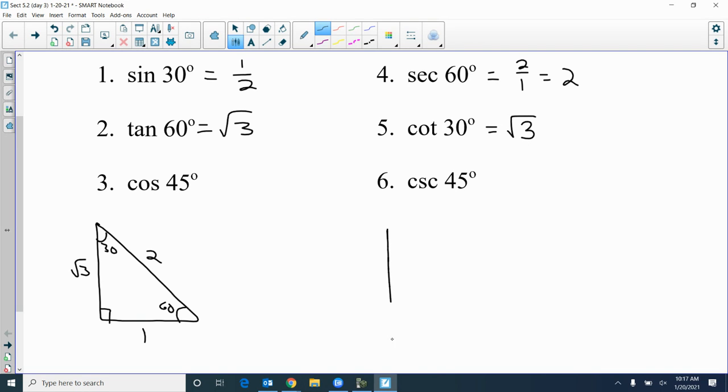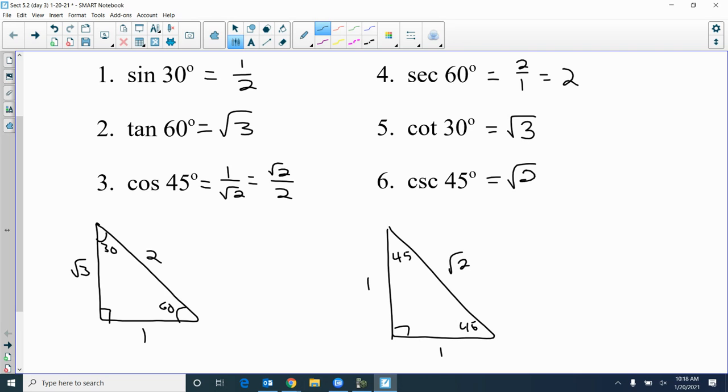Now for your 45s, the figure we used had 1, 1, and then this became square root of 2. So cosine of 45 is adjacent over hypotenuse, which we reduced to square root of 2 over 2. And cosecant is hypotenuse over what? Opposite, right? Hypotenuse over opposite, so square root of 2 over 1, square root of 2. As we get into the unit circle, which will be the next section, we'll use all of these again.